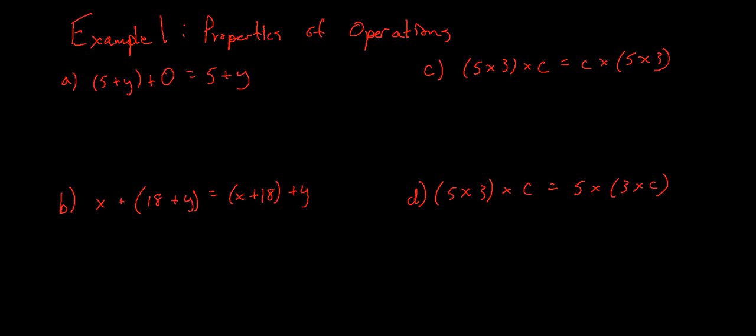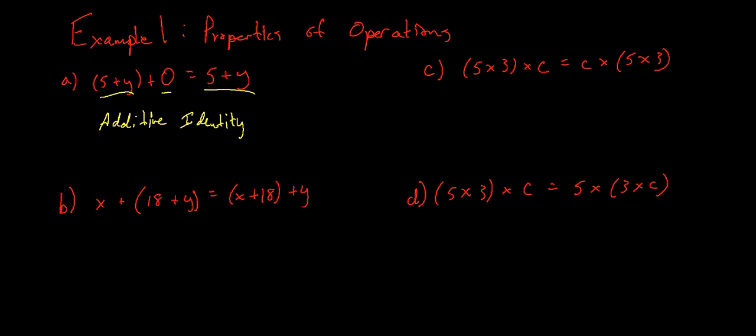So this property is exhibited because we have a quantity plus 0 equals said quantity. That's like the first example of the additive identity. And an easy way to remember this one is that if you have something plus 0 and it equals that something, that's always going to be the additive identity.